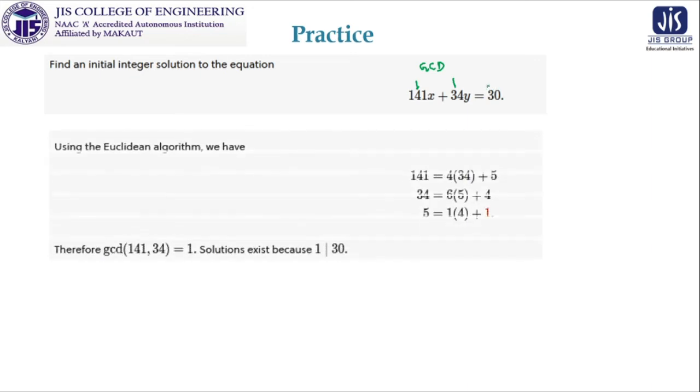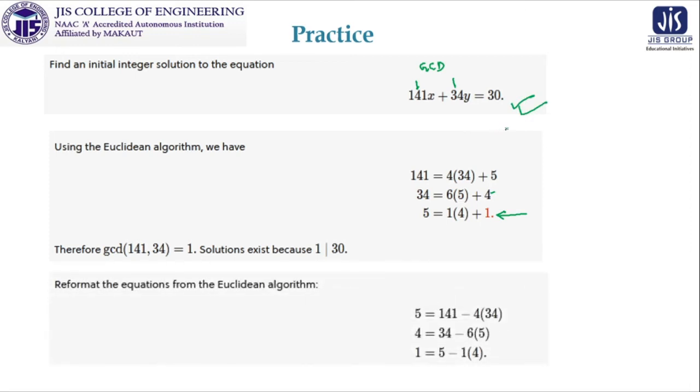So let us check. By the Euclidean algorithm, 141 can be written as this, then 34 can be written as this. Look at this, this 5 is used here, this 4 is used here, and 5 is equal to 1 into 4 plus 1. So when 1 is reached, obviously 1 will divide 4. So 1 is the GCD of these two, and 1 divides every number. So this is going to have integral solutions.